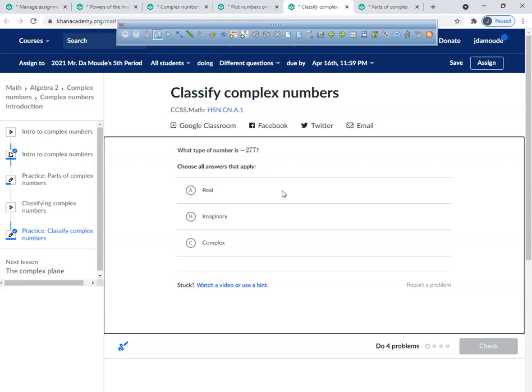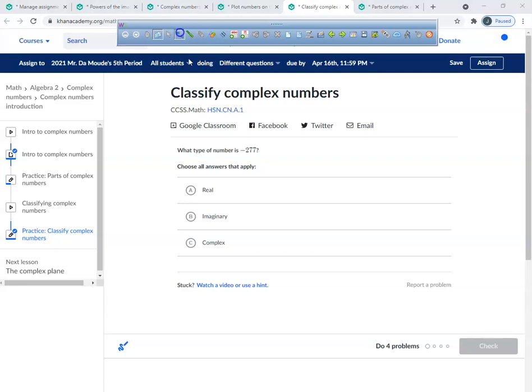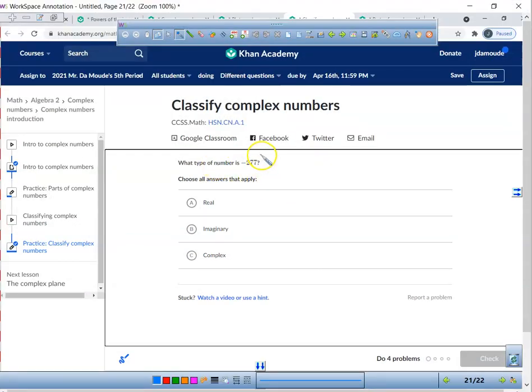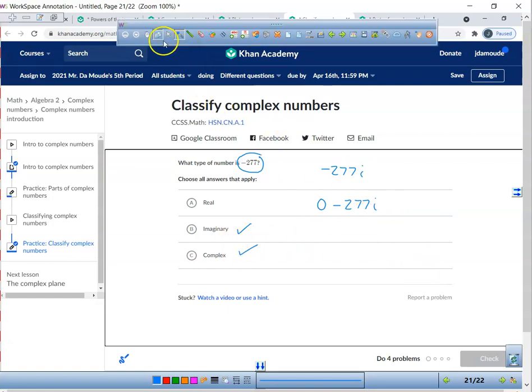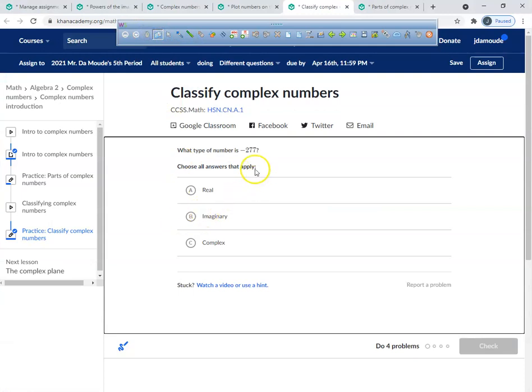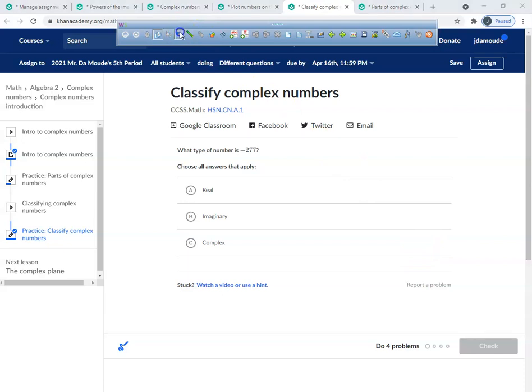This is where it got a little bit tricky, okay? On this one, it says, what type of number is -277i? Does that fit in the pure imaginary number? Yes, so it is pure imaginary. But we could also say this is 0 minus 277i. So we could also say that is complex. There's no I? Oh, I thought it was a question mark. My apologies, it's a question mark. So my apologies, I messed up on that one.